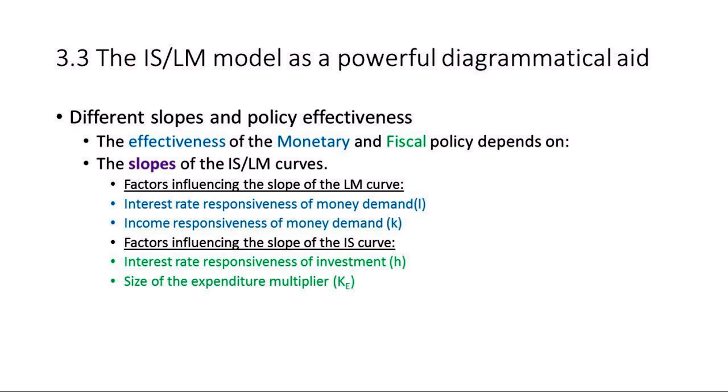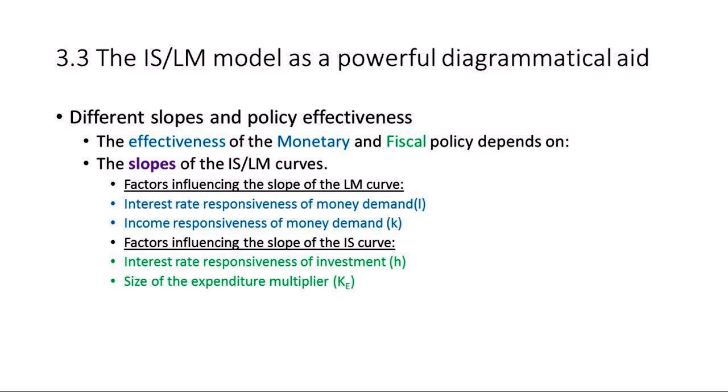Now, in this last video, we basically want to talk about policy effectiveness. So the effectiveness of monetary or fiscal policy depends on the slopes of the IS and the LM curves. And we already know which factors influence those slopes. So if there is a change in incomes, by how much does that change the money demand? Or if there is a change in money demand, by how much does that change interest rates? And those two determine the slope of the LM curve.